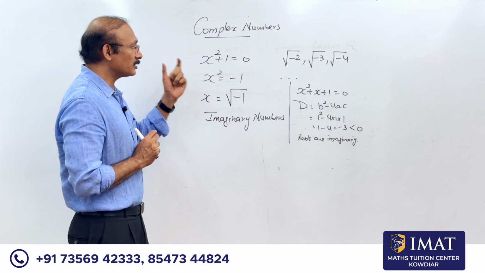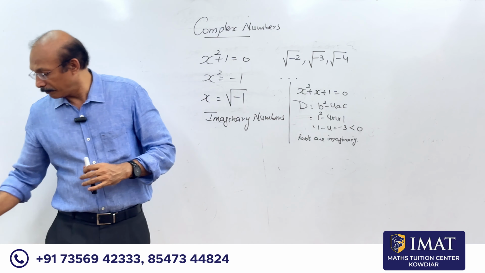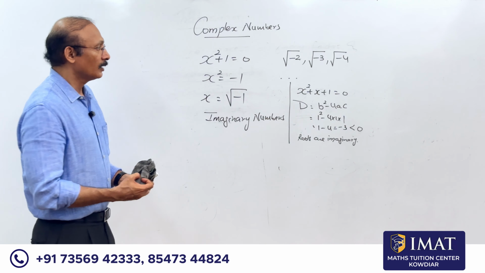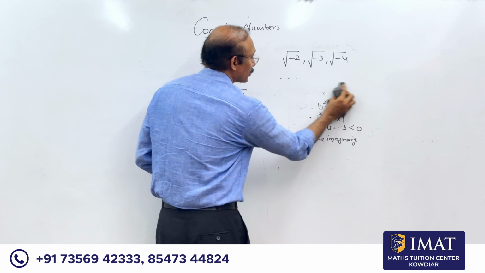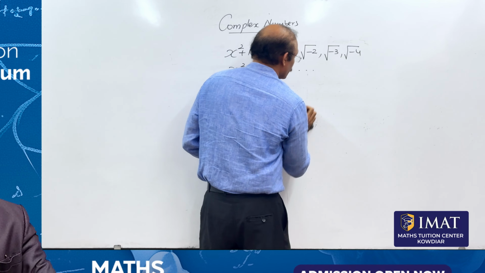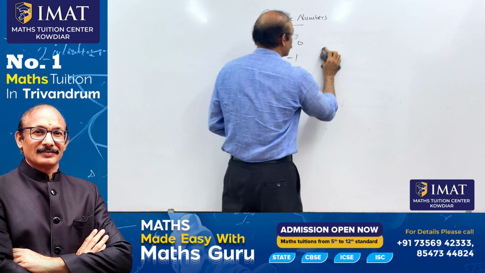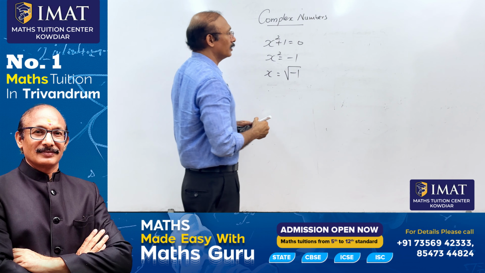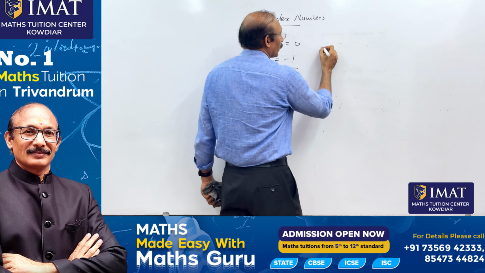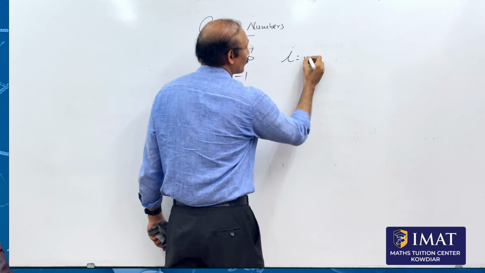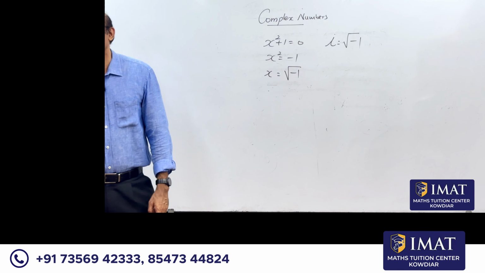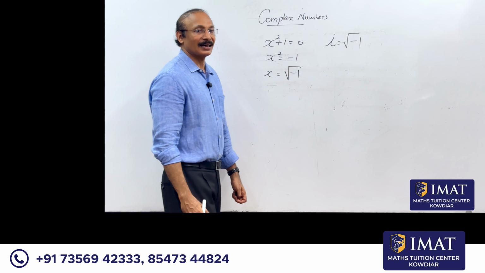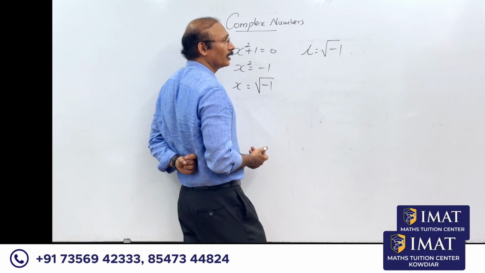Okay, now let us see something more about imaginary numbers. We said square root of minus 1, square root of minus 2, square root of minus 3 are imaginary numbers, right? See, just for convenience, we take letter I as square root of minus 1. Just for convenience, we take square root of minus 1 as I. What is the use of taking this as I?